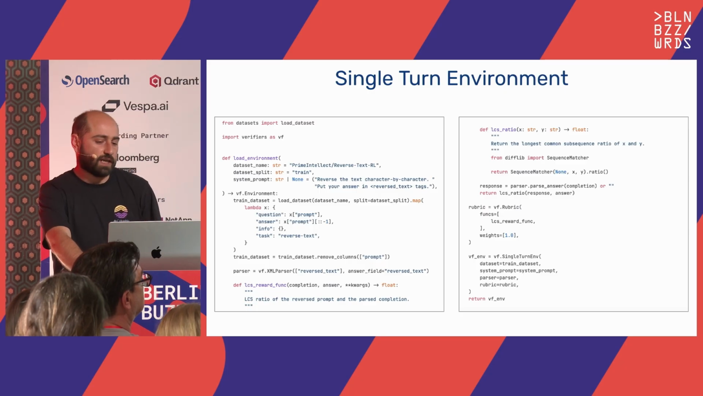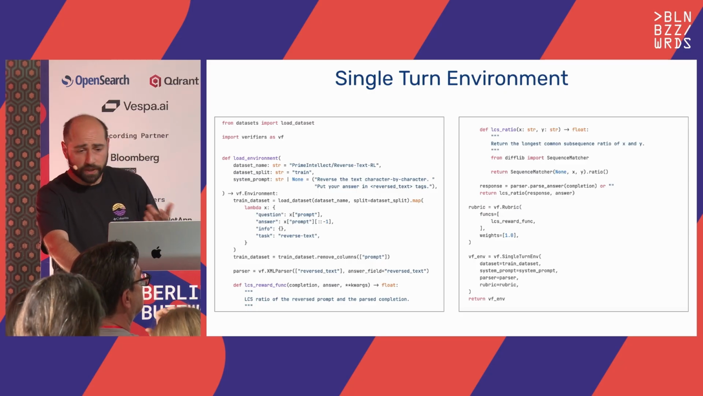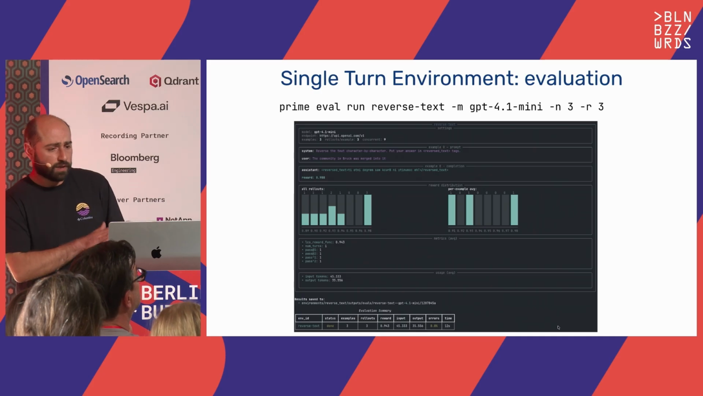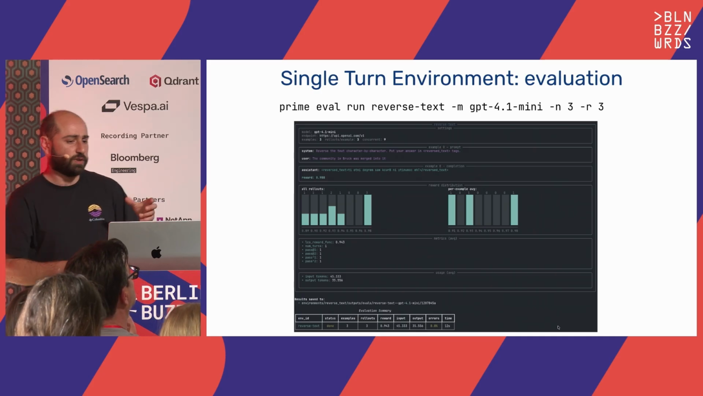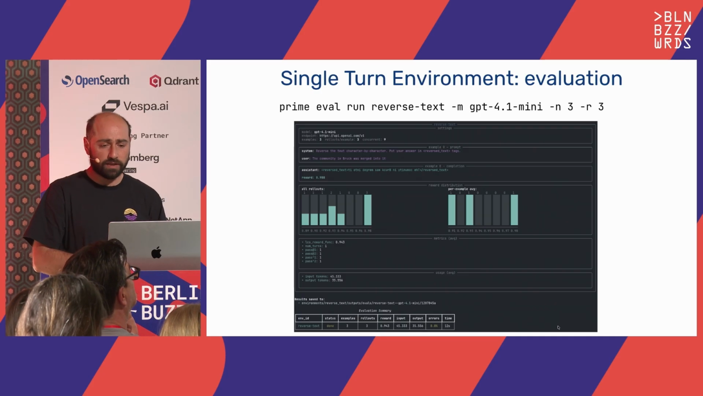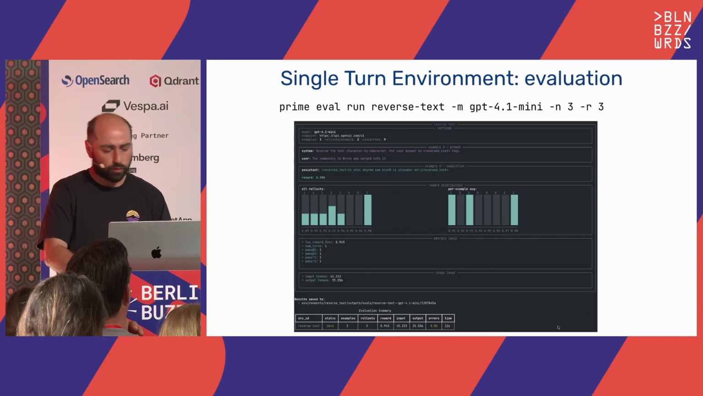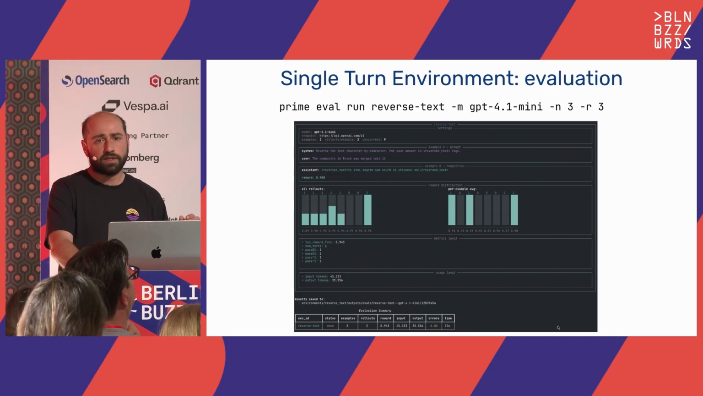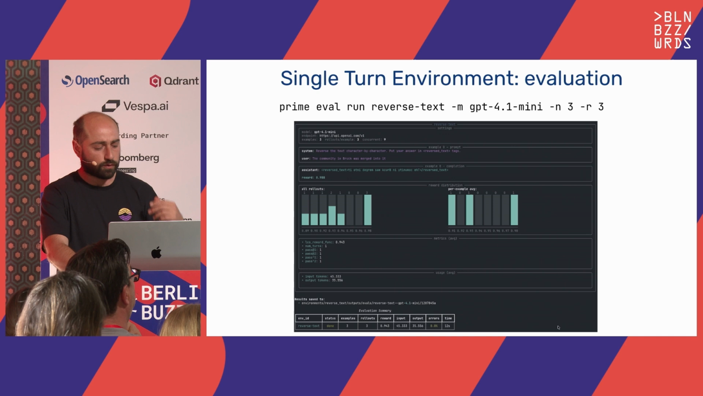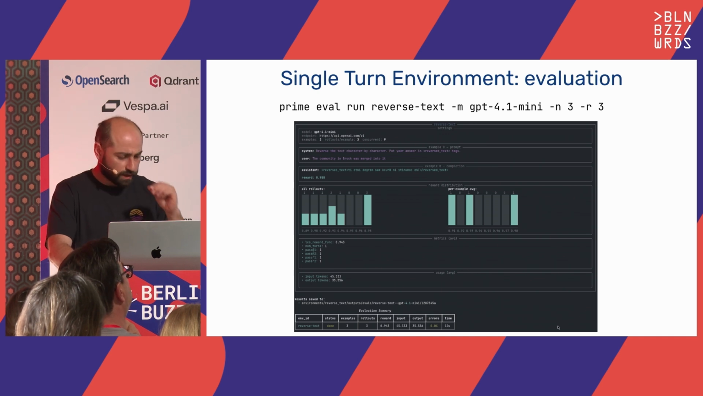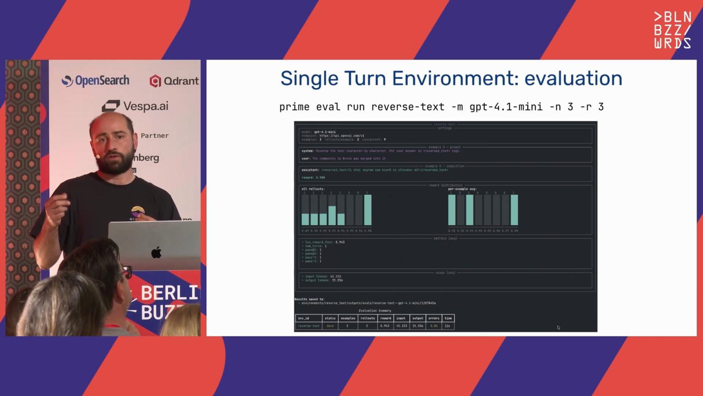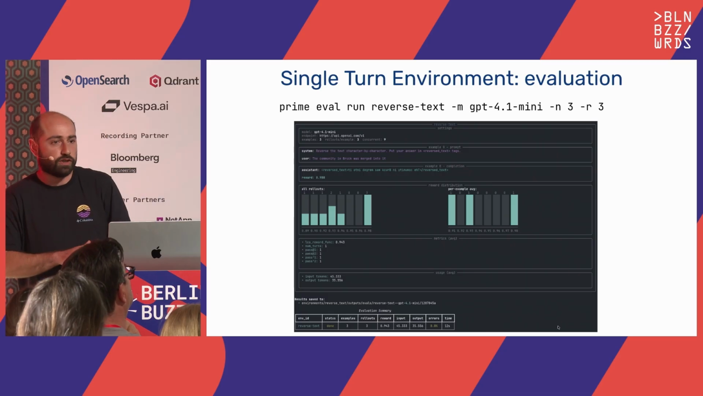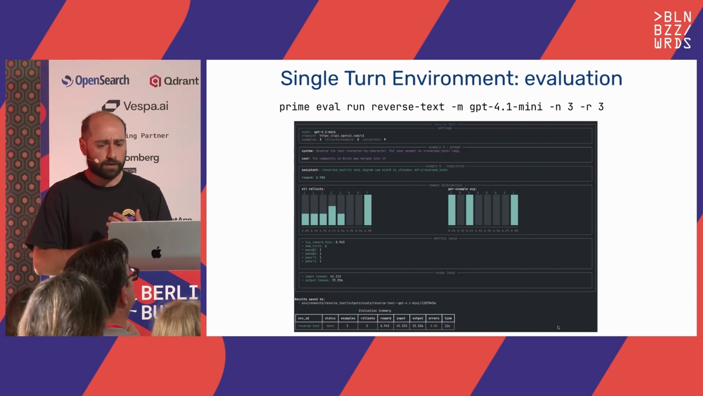But how does this come to life? We can, for example, use this to run an evaluation. We specify the environment name, and we specify the model, which in this case is GPT-4.1 mini. We then specify that in this case we want 3 examples from the dataset, and each of them repeated for 3 rollouts, because due to model randomness we will have different results.